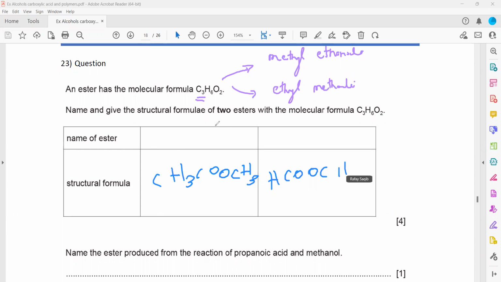So the first one we can say methyl ethanoate, because eth means two, meth means one. Here meth means one, eth means two. So there are three carbons here and three carbons here. There are a total of three carbons in both of them. The only difference is that the first one is methyl ethanoate, and the second one is ethyl methanoate.